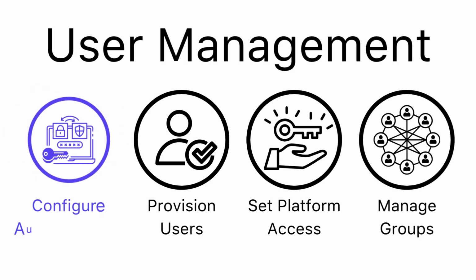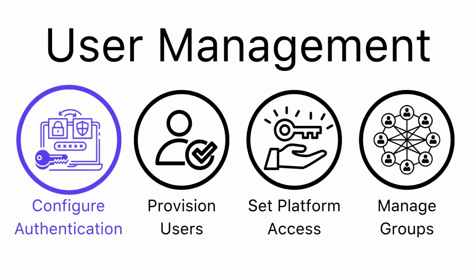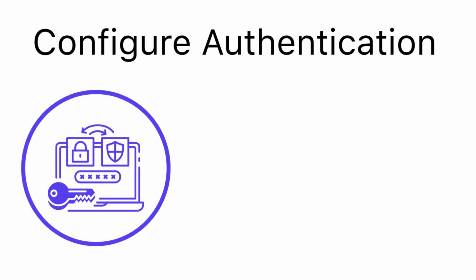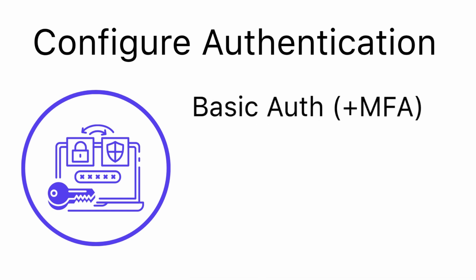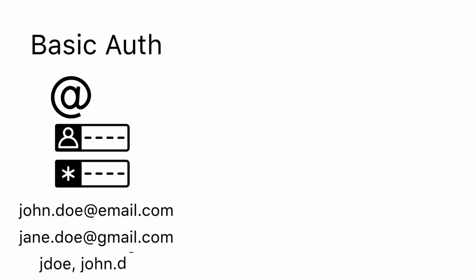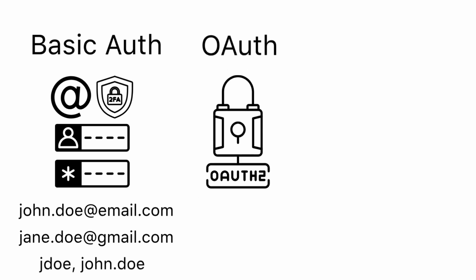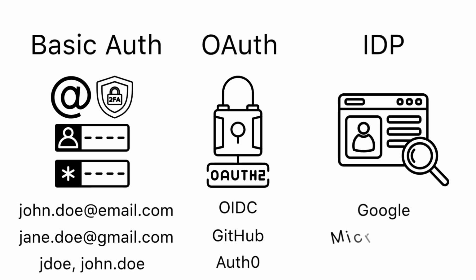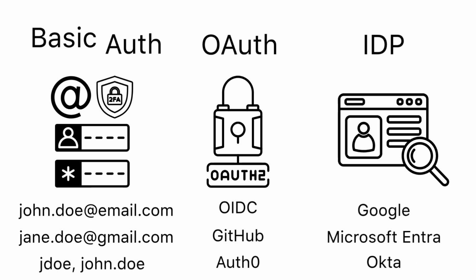So what options do we have to configure authentication within Netmaker? Netmaker enables user login over Basic Auth, Oauth, or direct IDP integration. With Basic Auth, your users can log in using username, password, and email addresses, with the option for 2FA. Netmaker also supports Oauth via any compatible OIDC provider such as Auth0 or GitHub. Or, you can directly integrate major identity providers such as Google, Microsoft, and Okta.